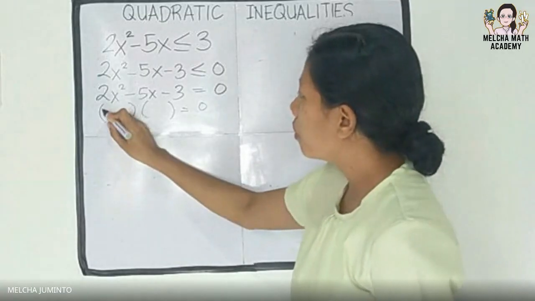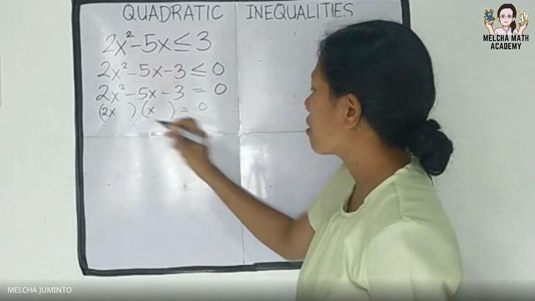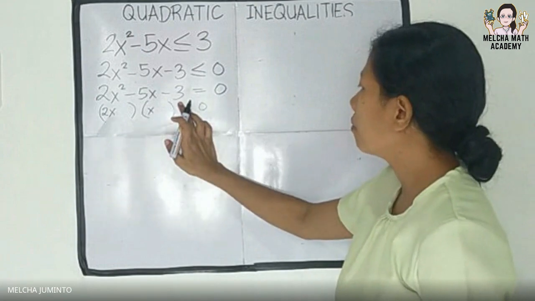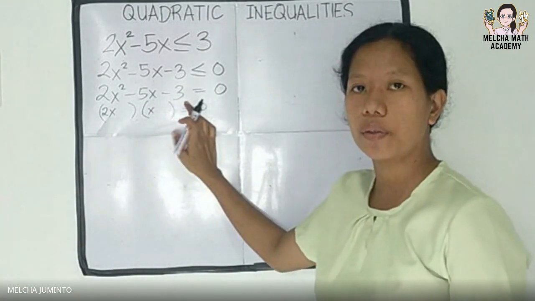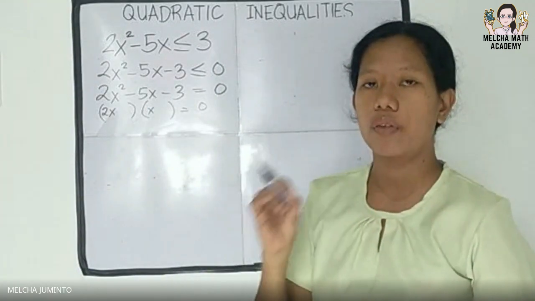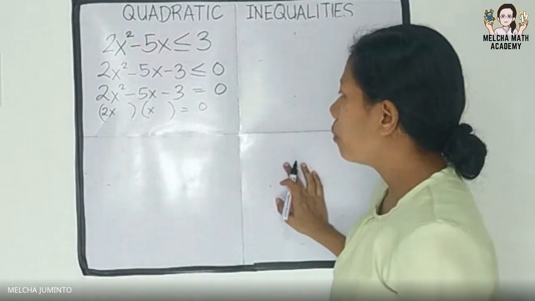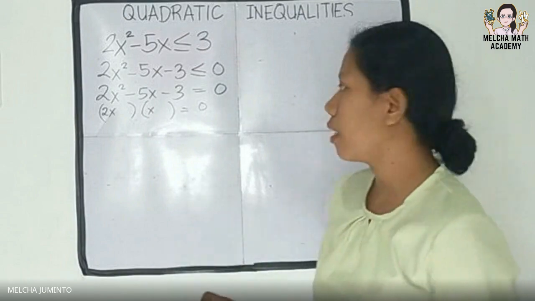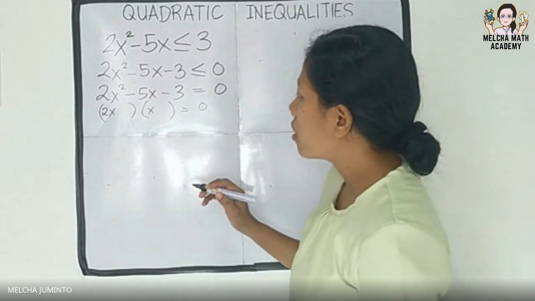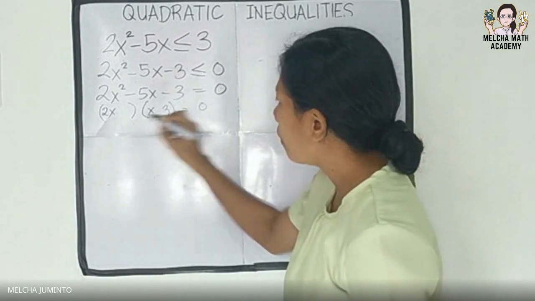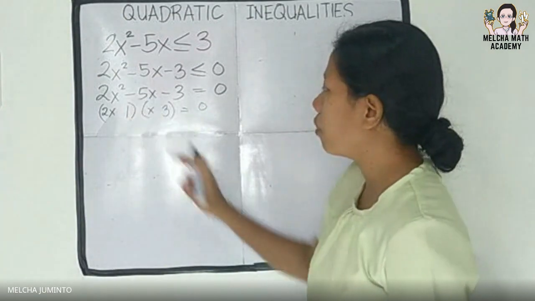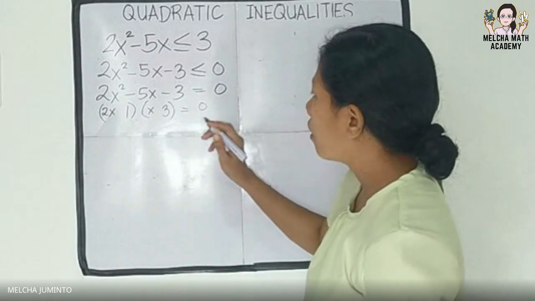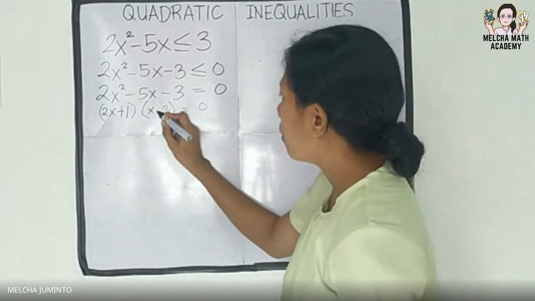2x squared will be 2x times x. And then 3 is a prime number. It only has two factors, 1 and itself, or 1 and 3. To decide where to place 1 and where to place 3, we need to place 3 here and 1 here because there's a negative sign for 3 and negative in 5. We should write here plus and then minus.